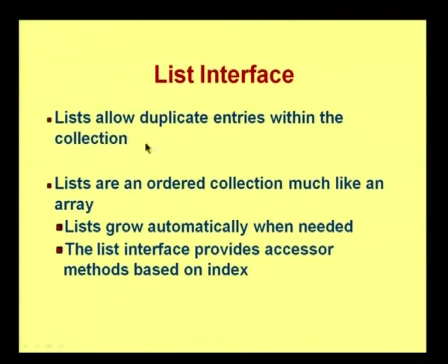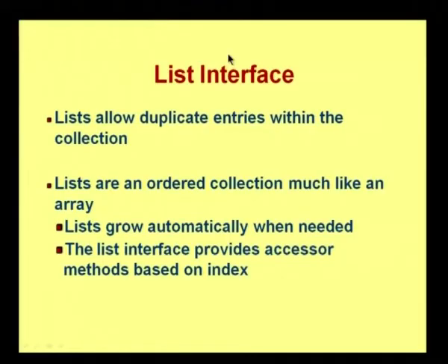List allows duplicate entries within the collection. Lists are an ordered collection, much like an array. A list grows automatically when needed. The list interface provides an accessor method based on the index. As specified, list is an interface, so list is not going to be instantiated, whereas we create object references for list.